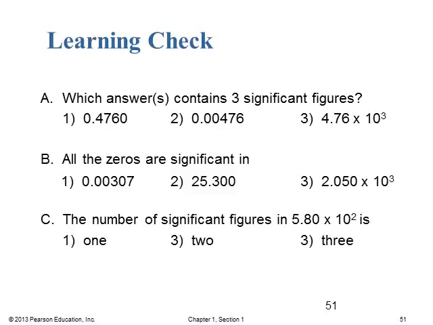And then in part C, the number of significant figures in 5.80 times 10 to the 2 is, so we concentrate on a coefficient of 5.80. The only thing we really look at is the 0, and the 0 is after a non-zero digit, and it's after a decimal point, so it is significant. So 5.80 are all significant numbers, and so there are 3 significant figures in C.